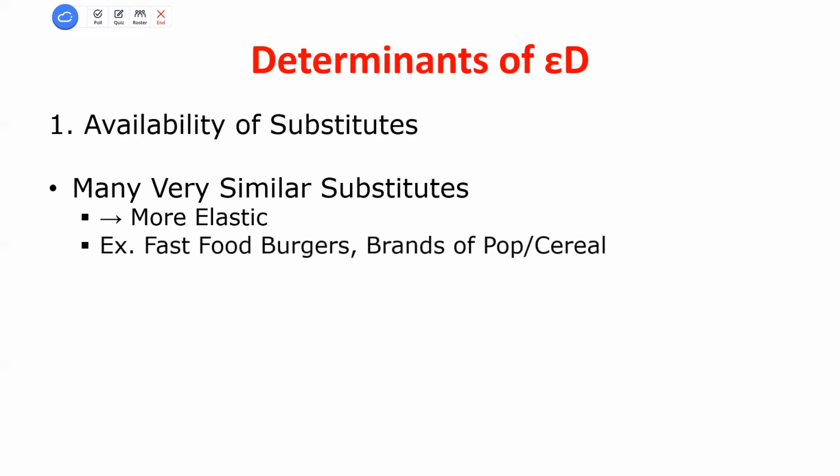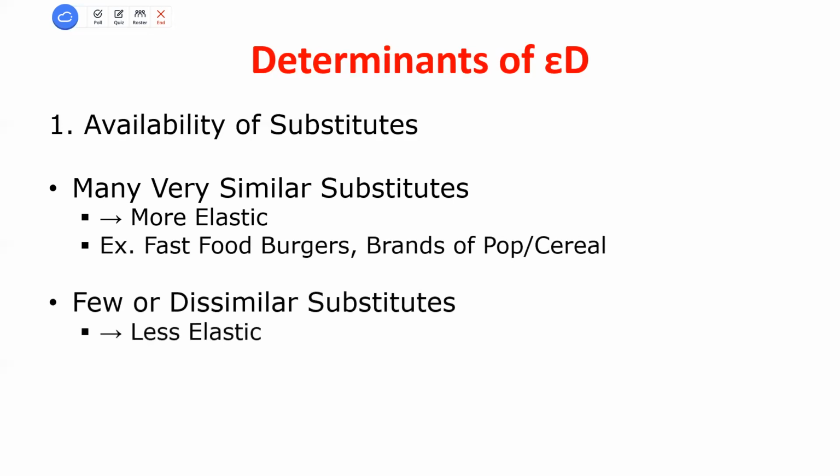And then on the flip side, if I don't have substitutes, this is where I see very inelastic or less elastic demand. I think the other example here is fast food burgers, these are all the same. Really, the best way to think about it is branding. When you've got different brands of bottled water, a very similar substitute, people are going to be very elastic to price changes there.